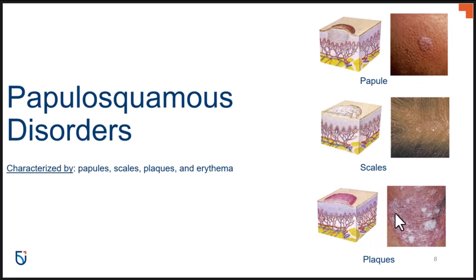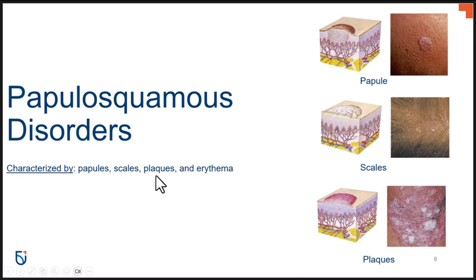Plaques are elevated, they're firm, they're very rough, and you can see that just by looking at it, and they are greater than 1 centimeter in diameter. So plaques are bigger than papules.